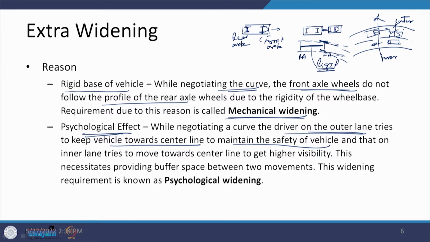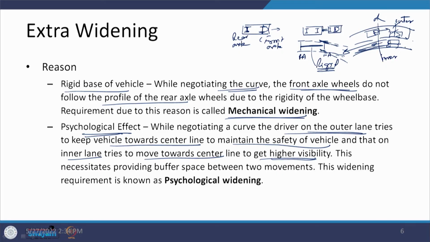And those vehicles which are on the inner lane try to move towards the center line to get higher visibility, because once you are near the center line, this is the space you are going to get, but once you are very near to the inner edge, then the space may be obstructed by the type of development which may be there on the inner side. So, they want to increase their visibility on the road ahead, and that is why they are trying to move. So, the outer side vehicle is trying to move in this direction, and the inner one towards that particular side, the central line.